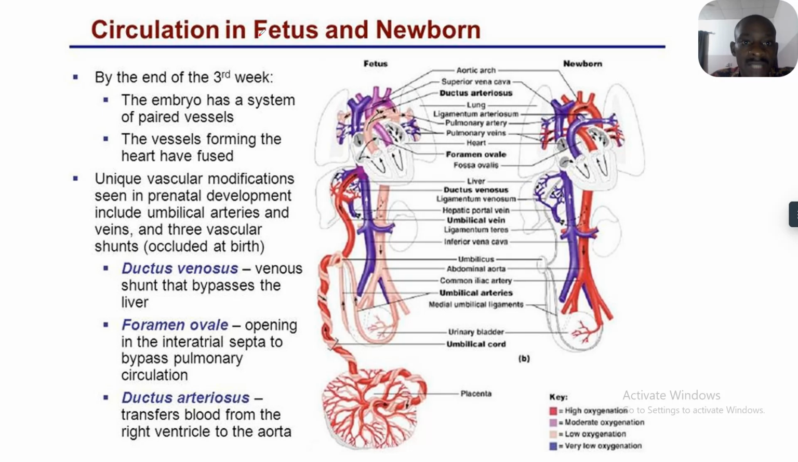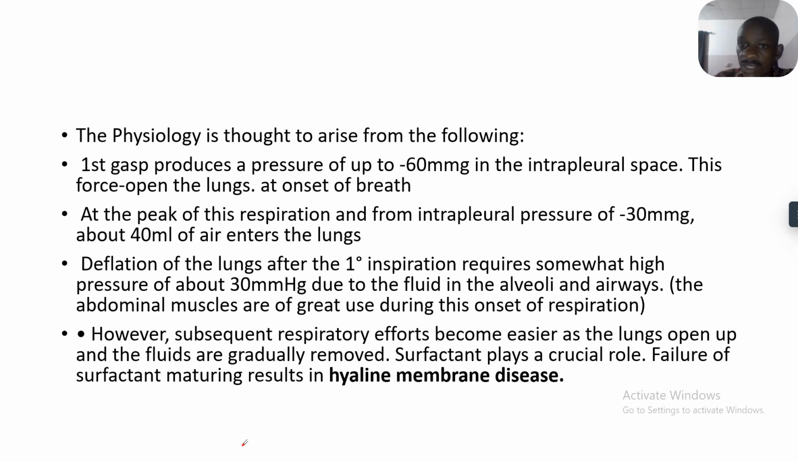Now, circulation in fetus and newborn. This is the fetus, this is the newborn, and so on. So these are some points right here. You could pause this image to study for yourself. Ductus venosus shunts blood to bypass the liver. Foramen ovale opens in the atrial septum to bypass the pulmonary circulation. Ductus arteriosus transfers blood from the right ventricle to the aorta, and so on. So all this will shut, giving the liver and the heart a new circulatory system.